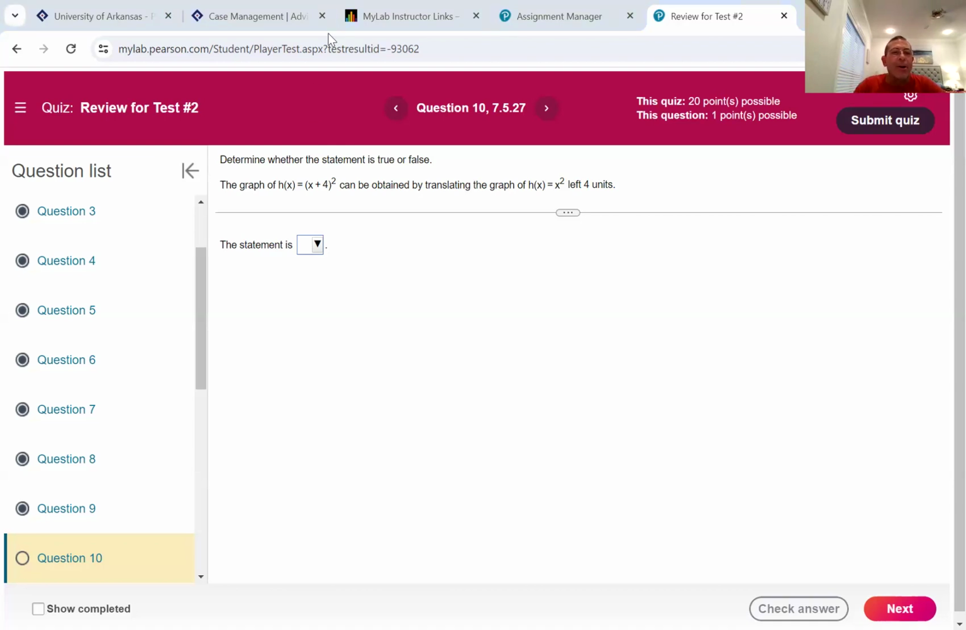So light that chat up. What are we looking at? True or false on this one? Oh, I'm getting a true there. Another true. Well, good job. You are definitely right. When you add, it moves it left. So we're going to say true on that. Not bad. That's all we're looking at on those.